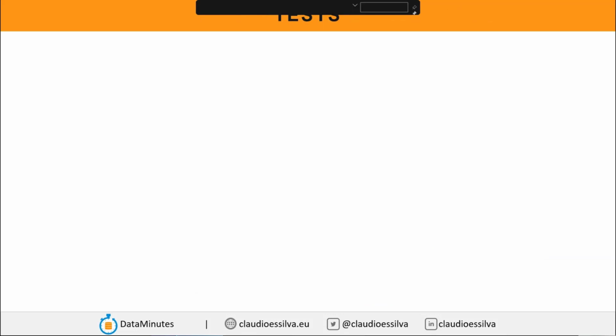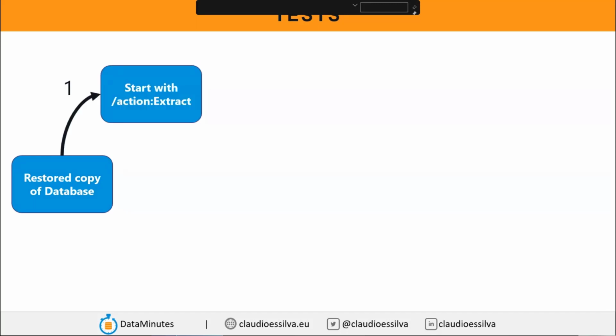All right, so now that we have our problem and our way to go, I decided to do some tests to know how much time it would take to do such a thing. With 300 gigabytes, I was not expecting it to be done in 10 minutes, of course. So I split these tests into different ones, and I will explain why. The first one was to restore a copy of the database on a different system to do the tests, and use the action to extract.